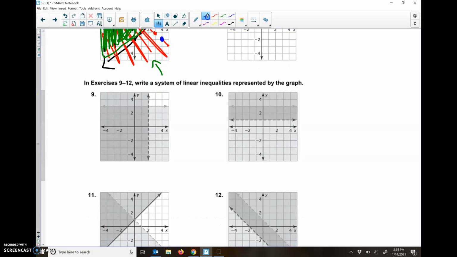All right, and then 9, 10, 11, 12, they're just asking you to write the line. So it's going to be kind of hard to tell, especially with the shading, you might not be able to tell.